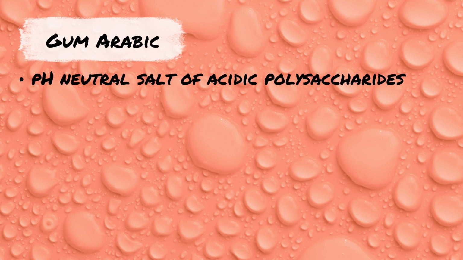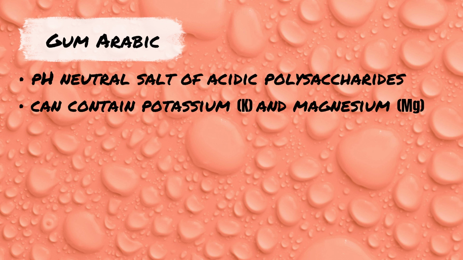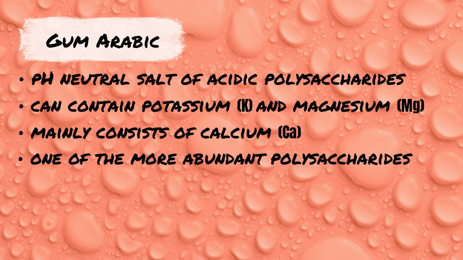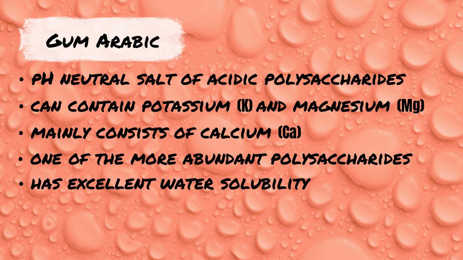Furthermore, to go into more depth of what gum arabic is, it is a pH-neutral salt of acidic polysaccharides and can contain potassium and magnesium, but mainly consists of calcium. It is one of the more abundant polysaccharides that can be found in nature and has excellent water solubility, which can offset the insolubility of pigments that are commonly found in watercolors.